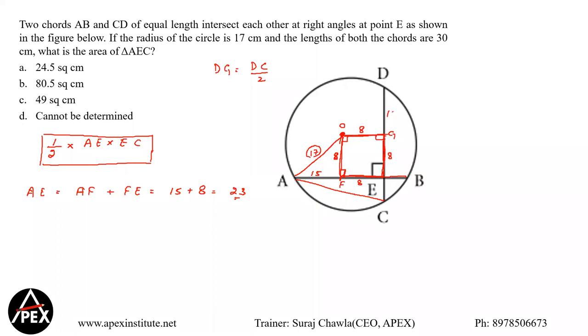So this part becomes 15. Is this point clear? So this is 15 and this is 8. I know DC is 30. So 15 plus 8 is 23. So the side EC would be nothing but 7. And therefore the area of the circle would be half into 23 into 7. So that's going to be how much, guys? 161 by 2, and that's going to be 80.5.